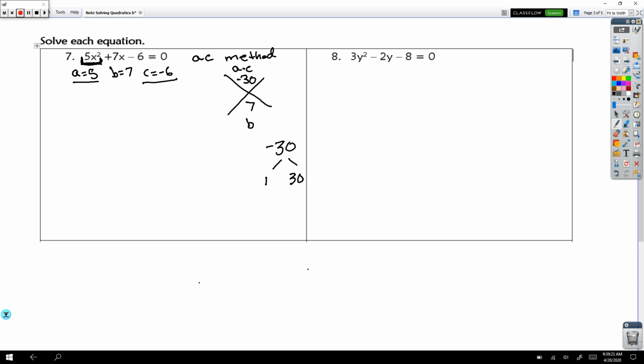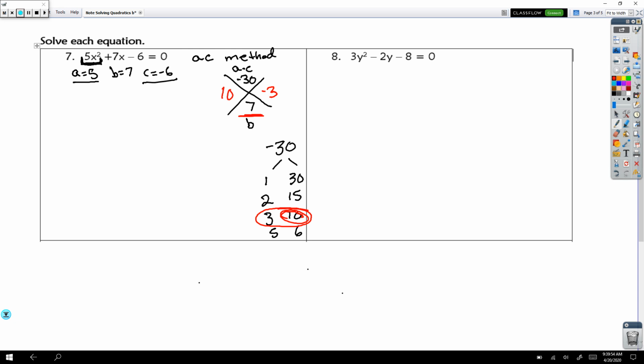So factors of 30: 1 and 30, 2 and 15, 3 and 10, 4 doesn't work, and then we would have 5 and 6. So I would get to 7 using 3 and 10. Now, I want it to be positive 7 when I add, so that means that the bigger number has to be positive. So I would have 10 and negative 3. 10 times negative 3 gives me negative 30. 10 plus negative 3 gives me positive 7.